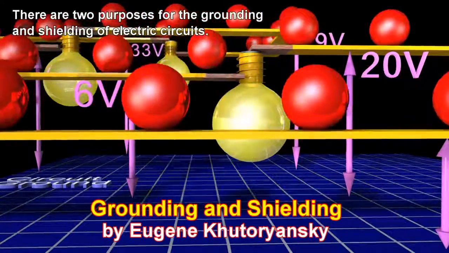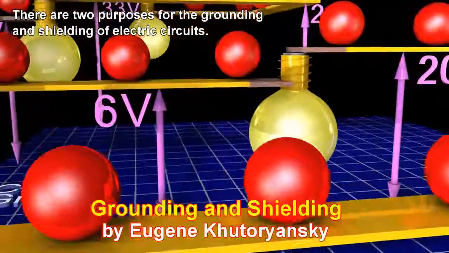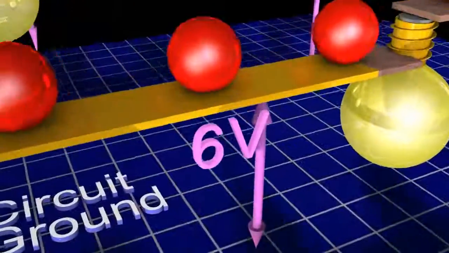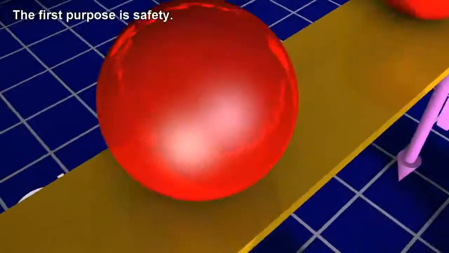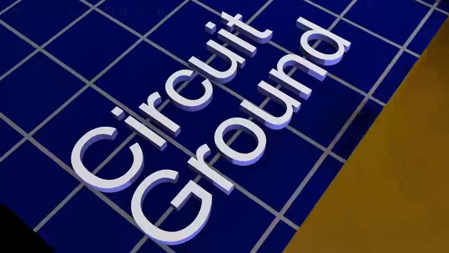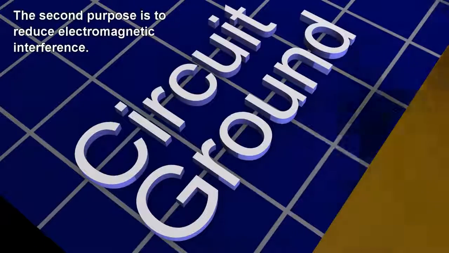There are two purposes for the grounding and shielding of electric circuits. The first purpose is safety. The second purpose is to reduce electromagnetic interference.